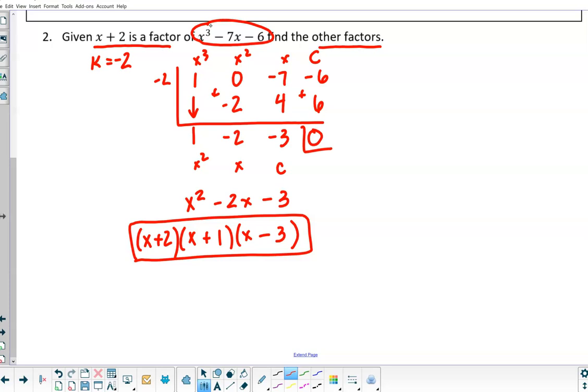Okay, so that is the factor theorem. So I'm going to start another video for the rational zero theorem.